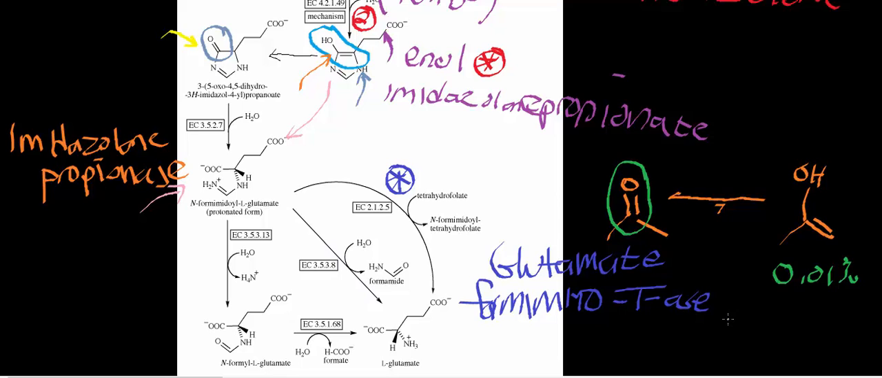And it's a tetrahydrofolate dependent enzyme, so we can write tetrahydrofolate, right? And what you're going to get out of it is N-formimino tetrahydrofolate, okay? And we're not going to stop there because in reality there's not a whole lot we can do with N-formimino tetrahydrofolate. So we're going to have to convert it to other forms of tetrahydrofolate.